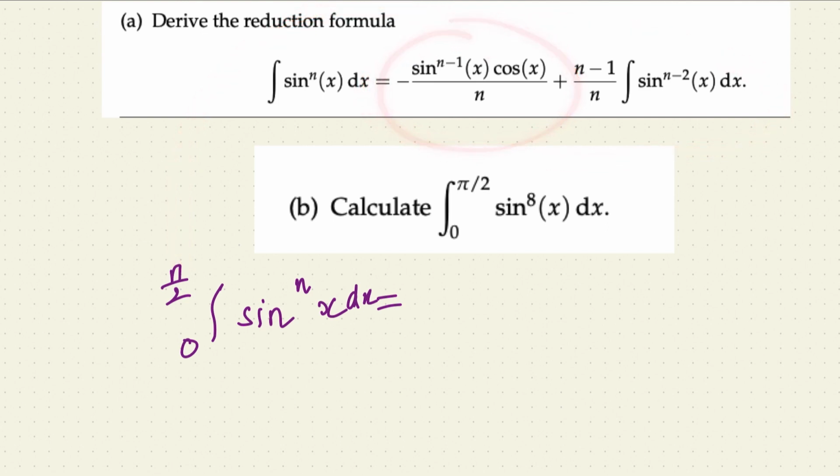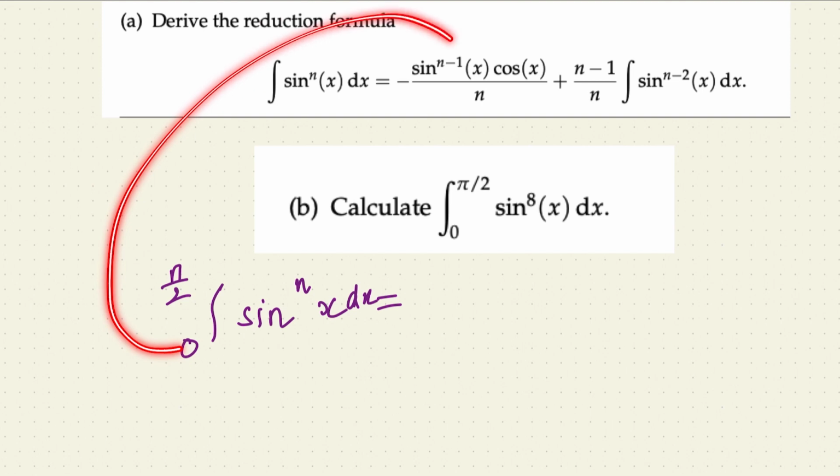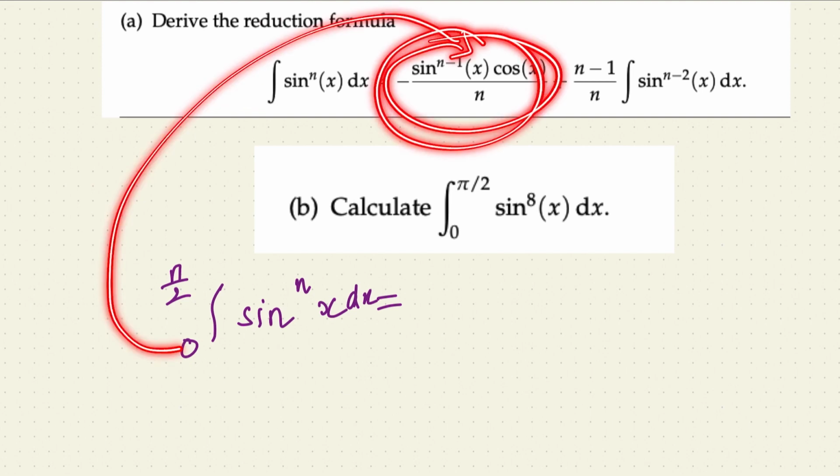This expression will become 0 and this will become n minus 1 by n times the integral 0 to pi by 2 again of sine n minus 2 x dx. And the same is the case with substituting x equals 0 in this equation. You'll see that sine of 0 is basically 0, so this term will again become 0 when you plug in your lower endpoint, which is 0. So if you plug in your upper endpoint in this first expression, it becomes 0, and so is the case with your lower endpoint as well. If you substitute x equals 0 in this first expression, you'll get 0.